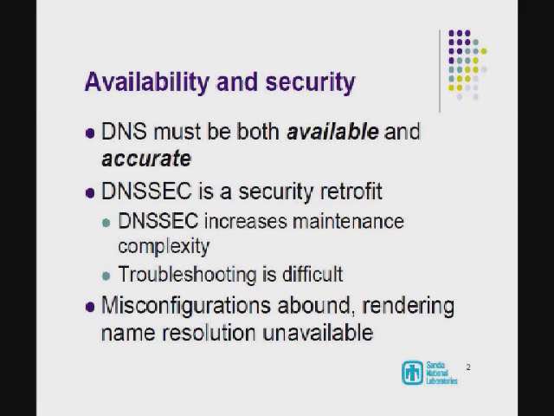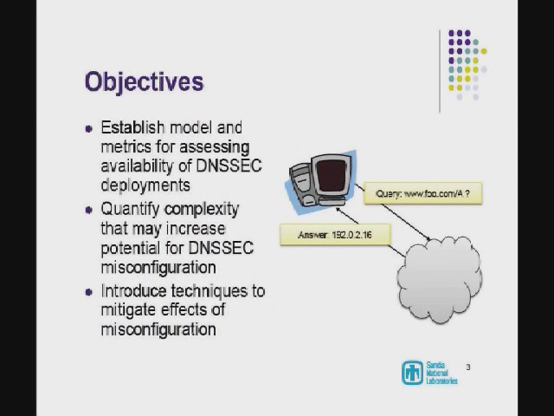And so the objectives here are, first of all, to establish a model for analyzing availability in a DNSSEC deployment, and then look at some of the things that increase complexity in a DNSSEC deployment and may make it particularly challenging to maintain, and then talk about a couple of ways to mitigate the effects of misconfiguration.